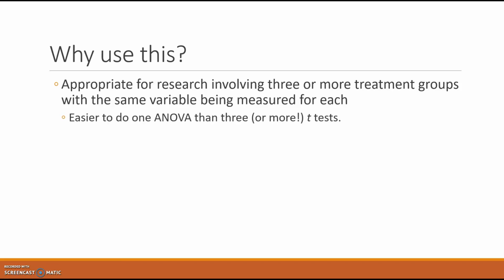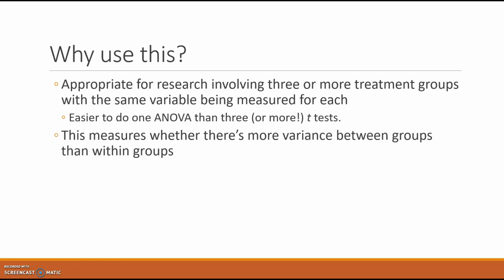And it's a lot easier to do one ANOVA than three t-tests. Because, in fact, you may need to do more, because you would have to compare 1 to 2 and 1 to 3 and 2 to 3. So once you get up into 4, the t-tests become exponentially more in number. So it's easier to do an ANOVA than to just rattle through a bunch of t-tests.